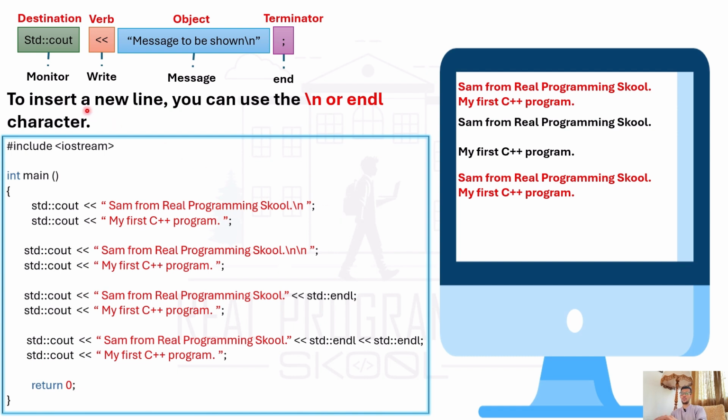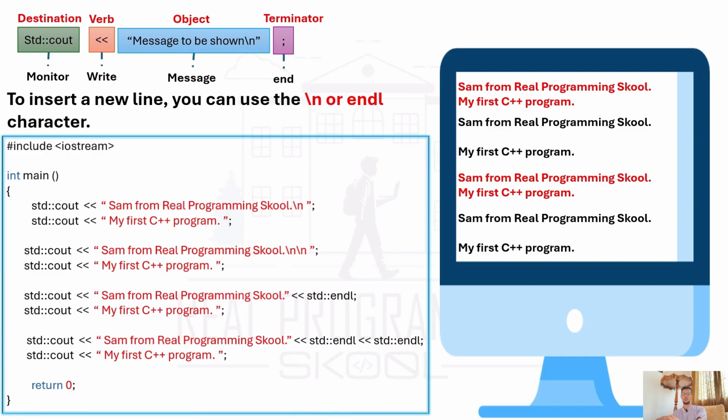And you shouldn't forget also the destination, the verb, the object, and the terminator. This is your destination. This is the less-than, which means send whatever comes after it, and the object is the message that will show on the screen. The terminator is important because it tells the compiler that this line or statement is finished. So please check the next line.